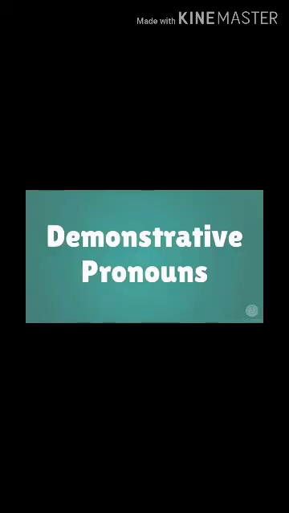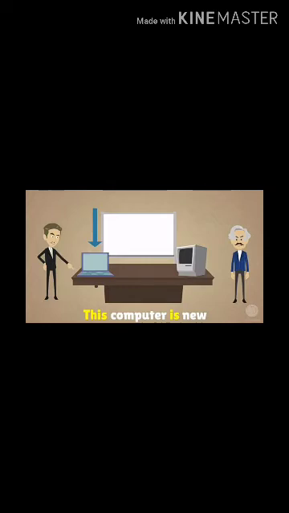Okay, so now this is the fourth type of pronouns, that is demonstrative pronouns. Demonstrative, from the word you'll be able to know, means to demonstrate something. Okay, to point out. So when we point out things, we use this, that, these and those.